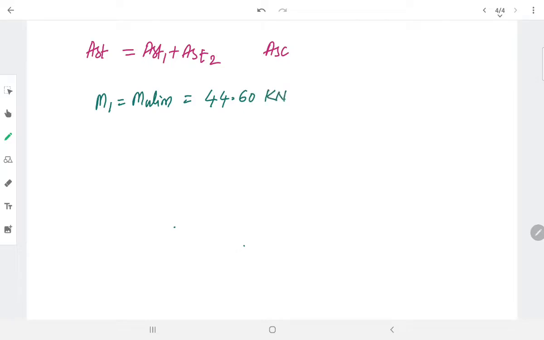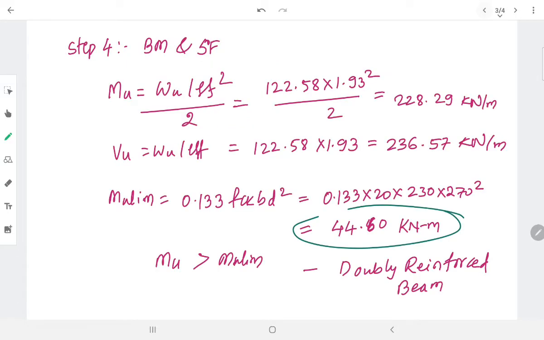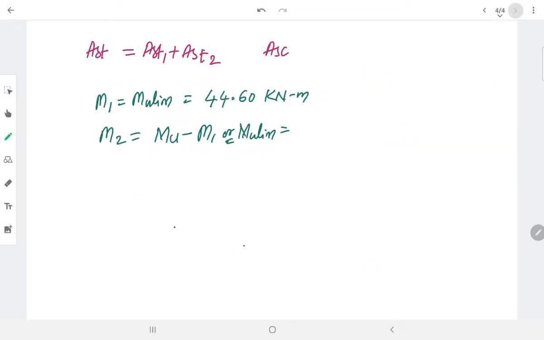44.60 kilonewton meter. And M2 is equal to Mu minus M1 or Mu limit. Mu is 228.29 minus 44.60. It is nothing but, when you calculate, it will be equal to 183.69 kilonewton meter. This is the value of M2.